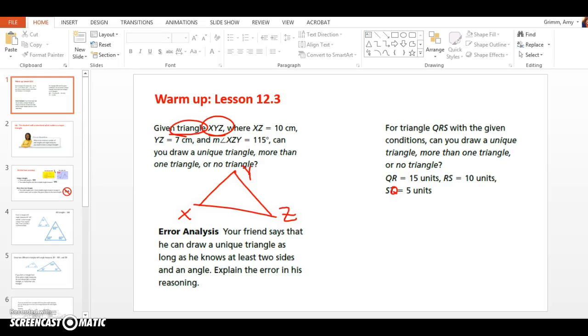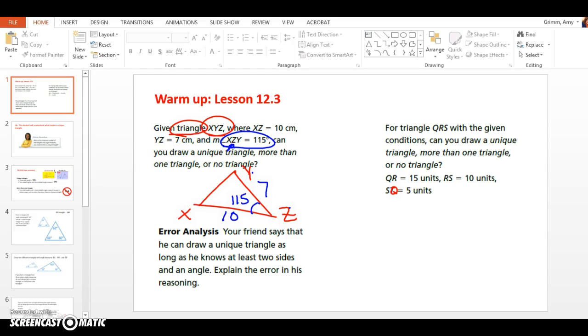So let's start with the warm-up. I told you to draw a triangle like this and label all of the different parts. It says that X to Z is 10, and Y to Z is 7. Then we label the angle here, which would be angle Z, because that's the one in the middle, and it would be 115. So that's what your picture should look like.